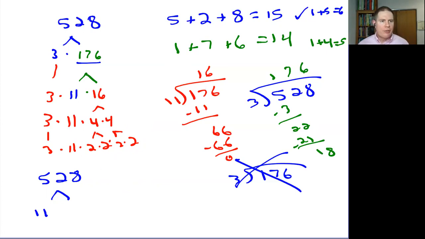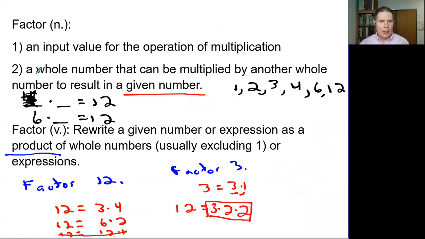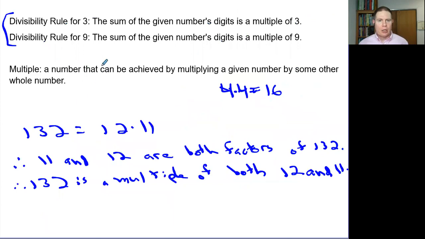We've looked at factors as a whole number that can be multiplied by another whole number to result in a given number. If I'm starting with 12, I'm looking for numbers that can multiply to get me 12. And we've looked at multiples, a number that can be achieved by multiplying a given number by some other whole number. Multiples of 12, I'm doing 12 times something else to give me a multiple of 12, right? So multiples are always going to be bigger than that number or the number itself. The smallest multiple of 12 is just 12, or 12 times 2, 24, 36, 48, and so on.